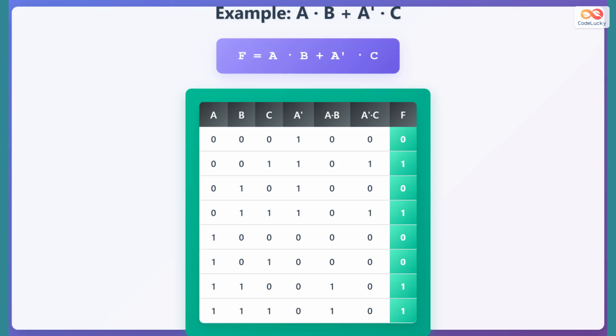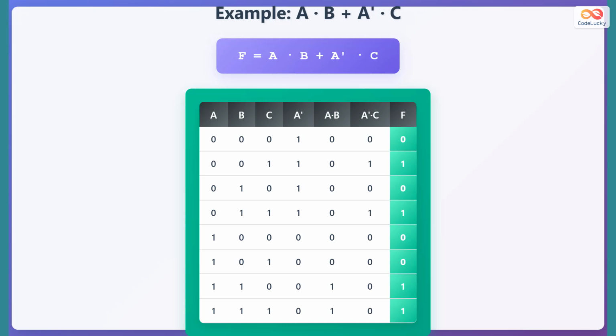The second row has A and B as 0 and C as 1, giving not A as 1, A and B as 0, not A and C as 1, and f is 1. Row 3: A is 0, B is 1, and C is 0, so not A is 1, A and B is 0, not A and C is 0, and f is 0. Row 4: A is 0, B is 1, and C is 1. Not A is 1, A and B is 0, not A and C is 1, making f 1.